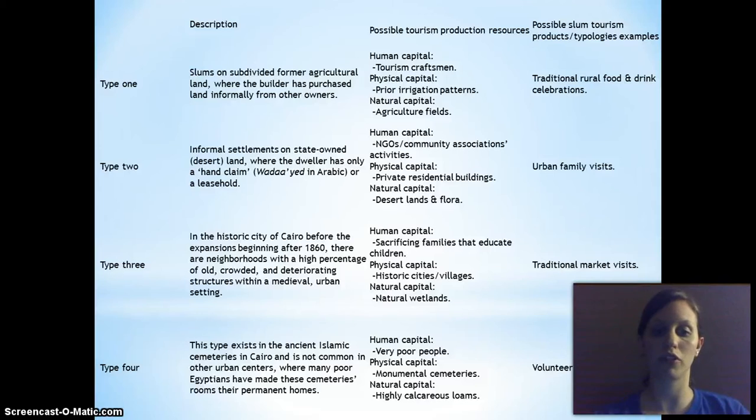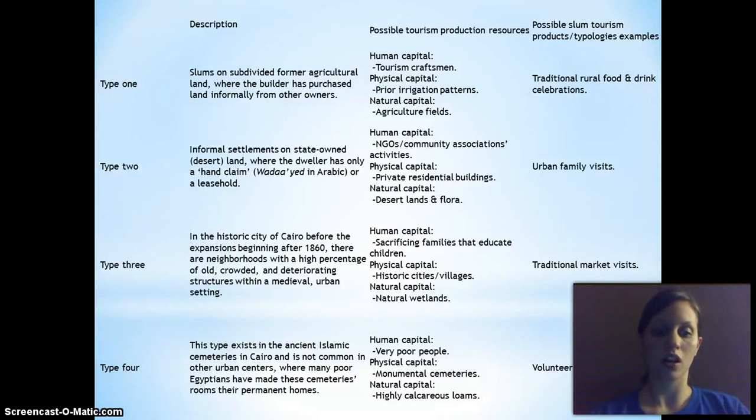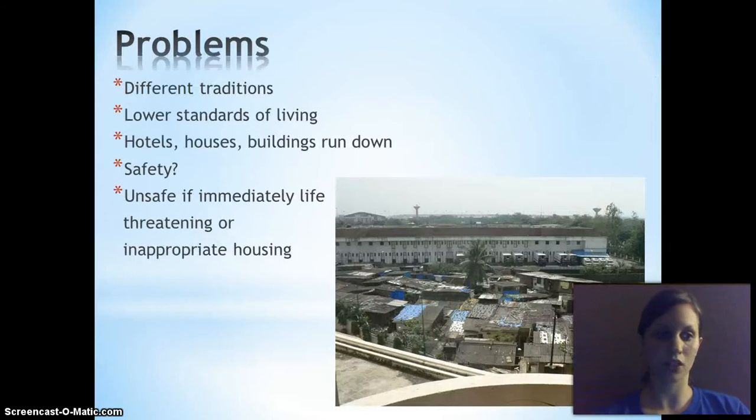So the most confusing one for a lot of people is type 4 when it talks about the cemeteries. Cairo is often called the city of the dead because there are so many graves there, but people will often live there and work there in order to be close to their relatives. So next we will look at the problems.